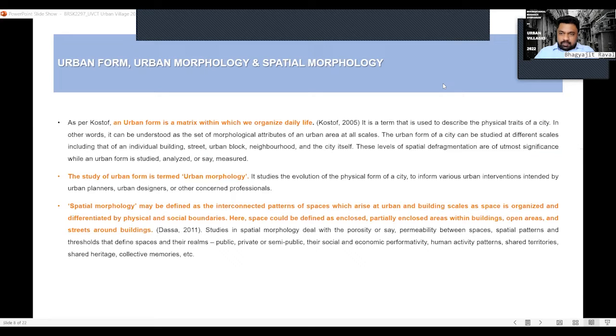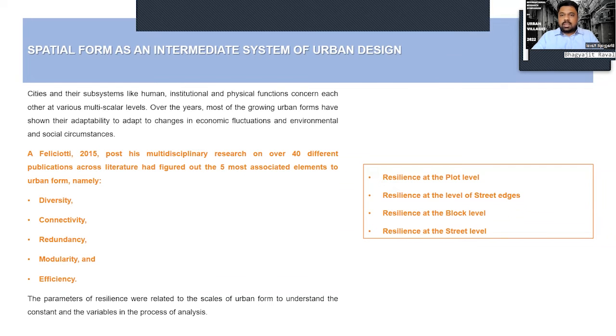Now, in this slide, the terminologies like urban form, urban morphology, and spatial morphology are explained. As per Kostov, an urban form is a matrix within which we organize daily life. The study of urban form is termed as urban morphology. Spatial morphology will be defined as the interconnected patterns of spaces which arise at urban and building scales as space is organized and differentiated by physical and social boundaries. Here, space could be defined as enclosed, partially enclosed areas within buildings, open areas, and strips around buildings. Now let's talk about spatial form as an intermediate system.